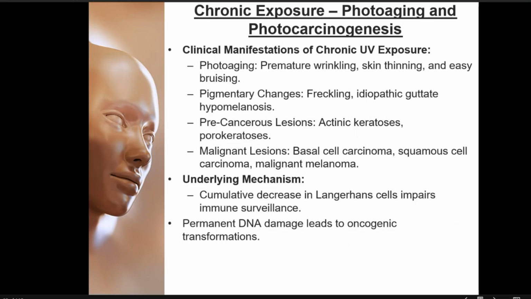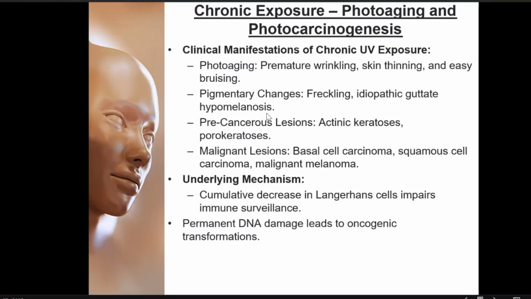Chronic exposure, photoaging, and photocarcinogenicity. The clinical manifestation of chronic ultraviolet exposure is photoaging. Photoaging is premature wrinkling, skin thinning, and easy bruising. This is the main clinical sign of photoaging.